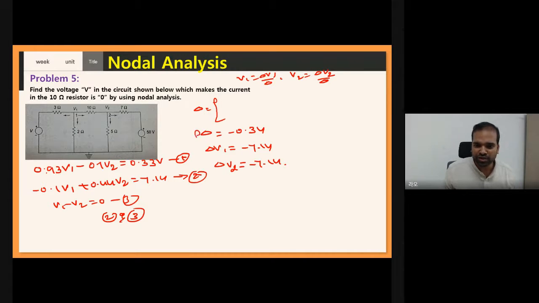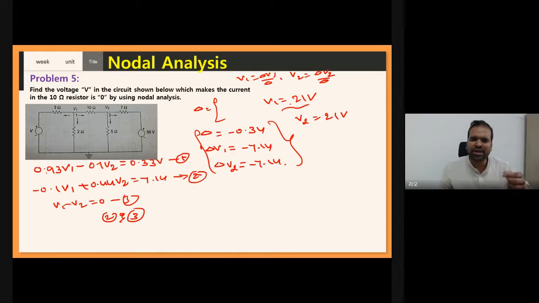So once you know the determinants of delta V1 and delta V2, you can find V1. So V1 equal to delta V1 by delta. If you substitute that, approximately the value is 21 volts. And if you substitute delta V2 and delta, you will get the V2 node voltage, approximately also 21 volts. So you will get 20.88 something, that is approximately 21 volts and 21 volts.